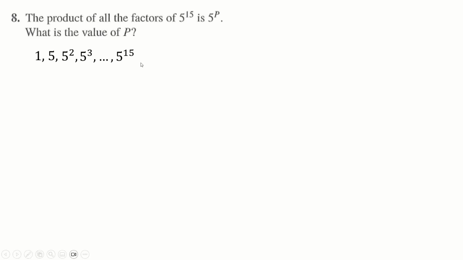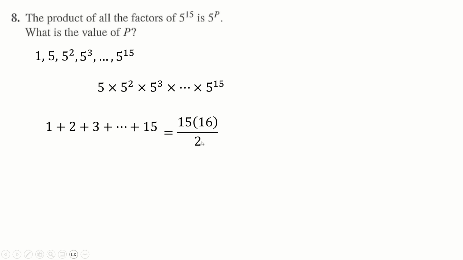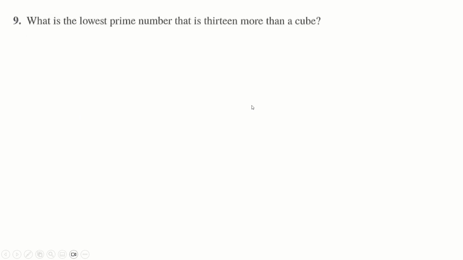If we times them all together, we're just going to add up all the powers. So all this game is just a game of 0 plus 1 plus 2 plus 3 all the way to 15. You should know how to add together the consecutive natural numbers. It's just the last one times the next number, which is 16, divided by 2, which is 15 times 8, which is 120, and that'll be our answer to that question as well.